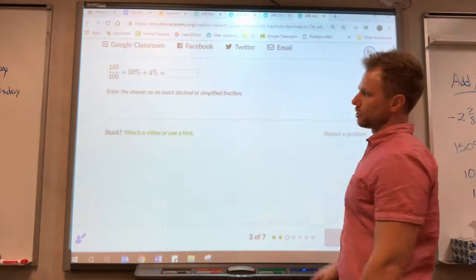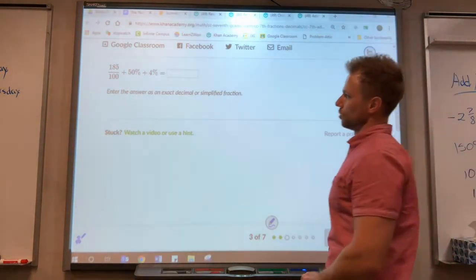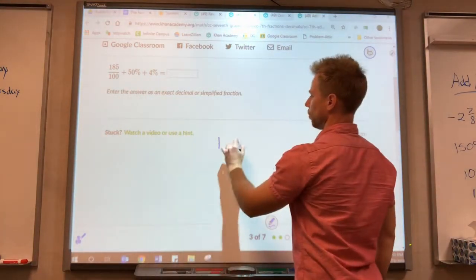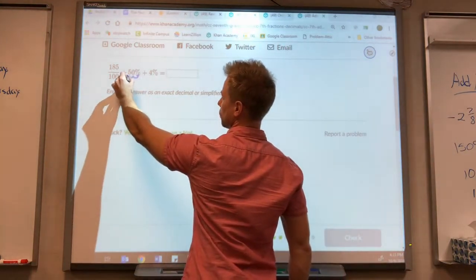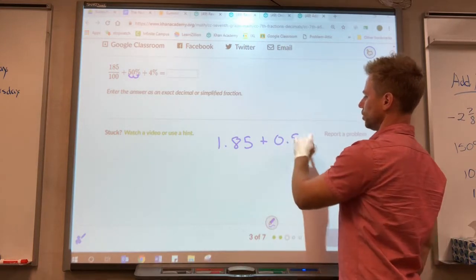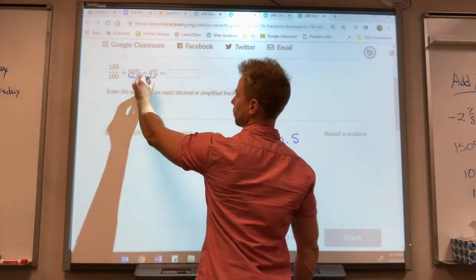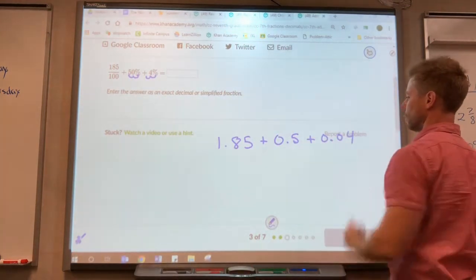Okay, again, I'm going to change everything to decimals. I think that's the easiest way to add them all together. So 185 divided by 100 would be 1.85. 50%, move the decimal twice to the left. So that'd be 0.5. You can put the 0 behind it. You don't have to. 4%, move the decimal twice to the left, would be 0.04.